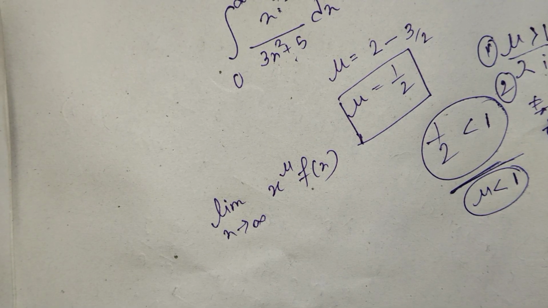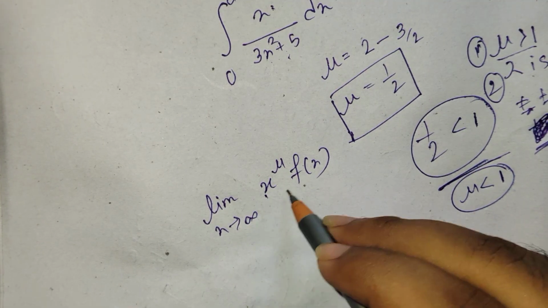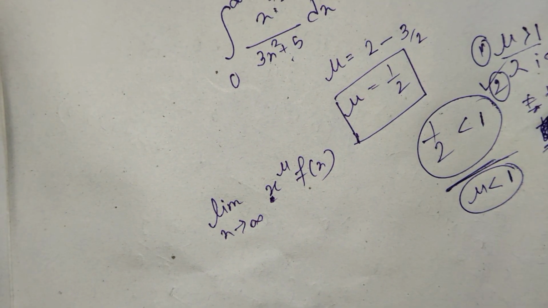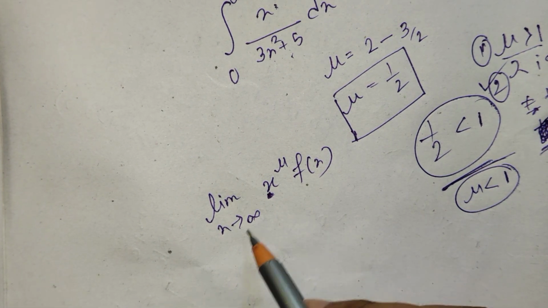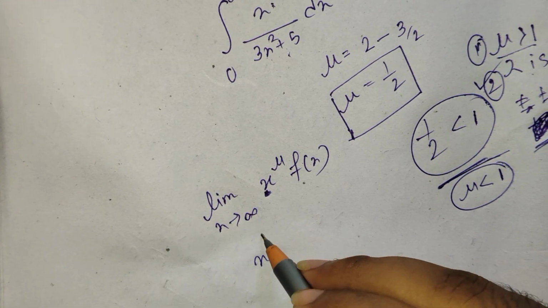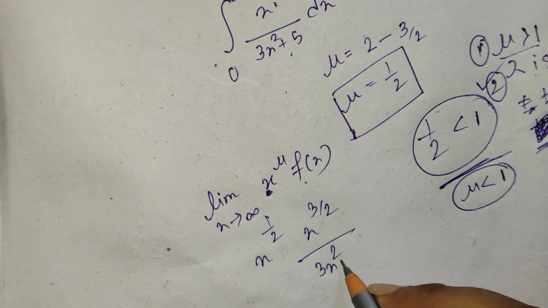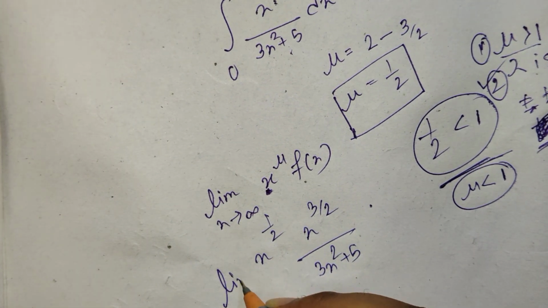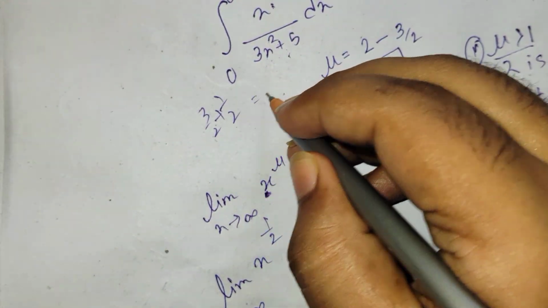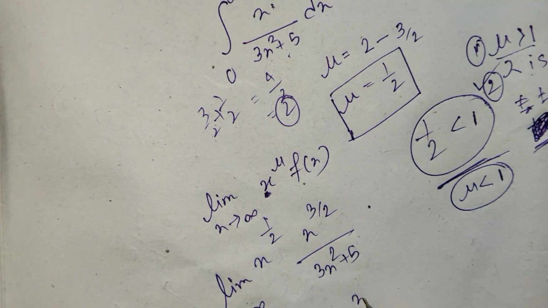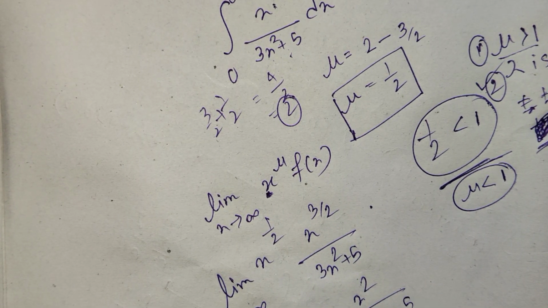But we have to check lambda more properly, for checking the second condition, basically for more surety. In that case, the power is half and f(x) is this, over 3x square plus 5, limit x tending to infinity. Now this is basically 3/2 plus half, which is 4/2, which is 2. So this is x square. We are taking common x square from the denominator, and we will get 3 plus 5 by x square, right?